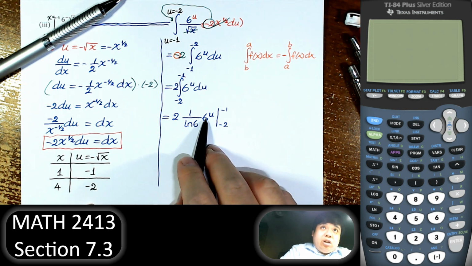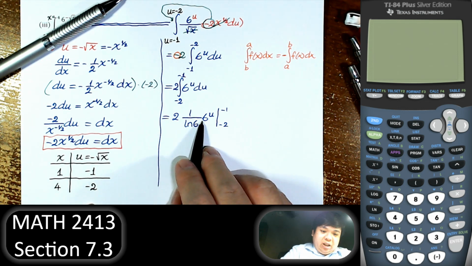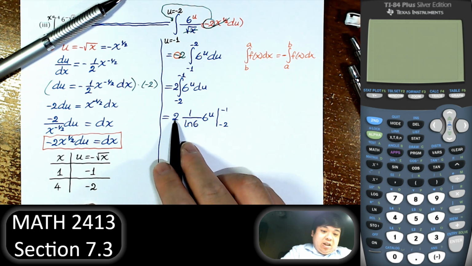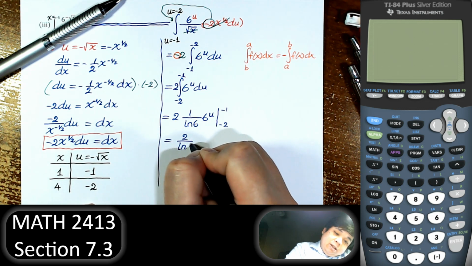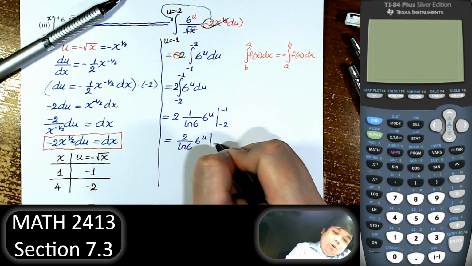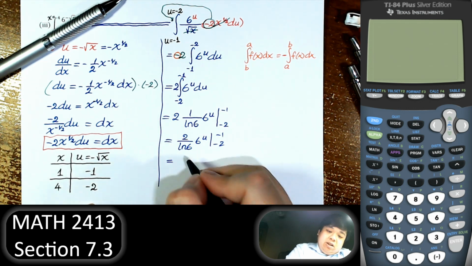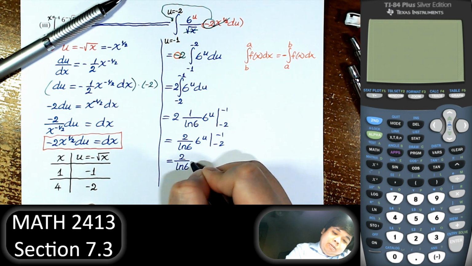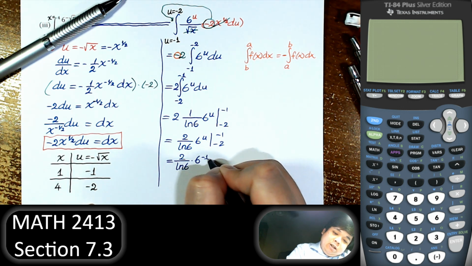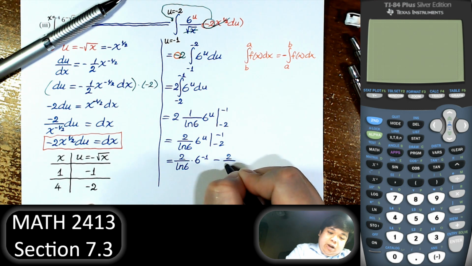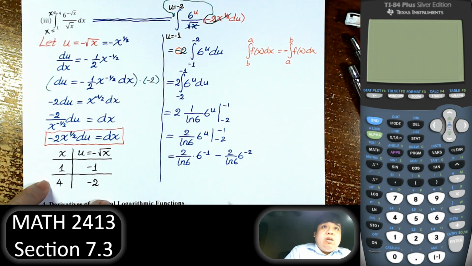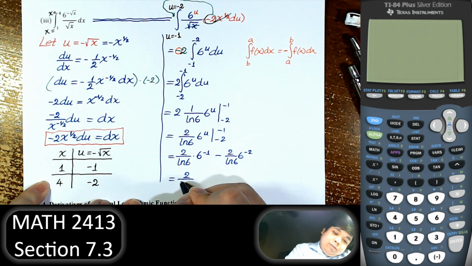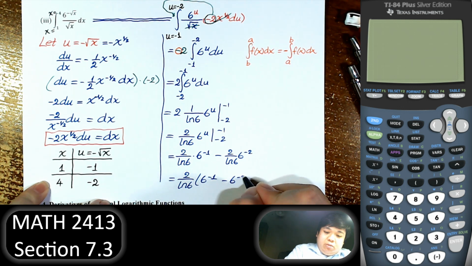Notice that in 6 to the u, I do not multiply the 2 into the 6, because 6 is the base. We cannot just take something and mess with the base. But we can just have 2 over ln of 6 times 6 to the u, going from -2 to -1. And that gives us 2 over ln of 6 times 6 to the -1, subtract 2 over ln of 6 times 6 to the -2. If we want to, we can factor out the 2 over ln of 6: 6 to the -1 minus 6 to the -2.